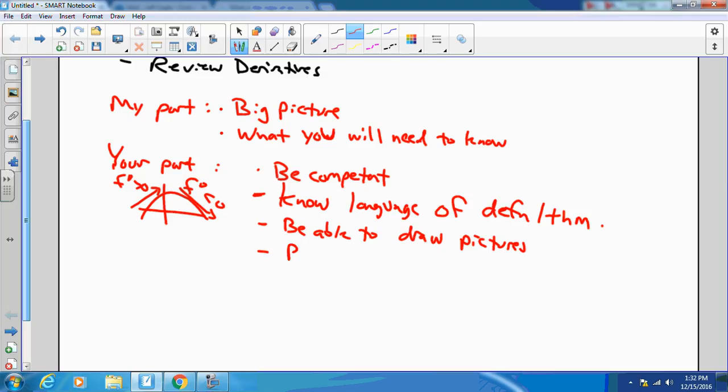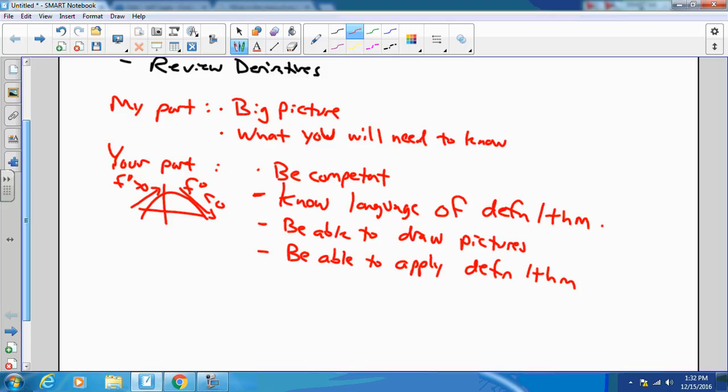So then, finally, you want to be able to apply the definitions and theorems to various situations. For example, with curve sketching or something like that. Okay.